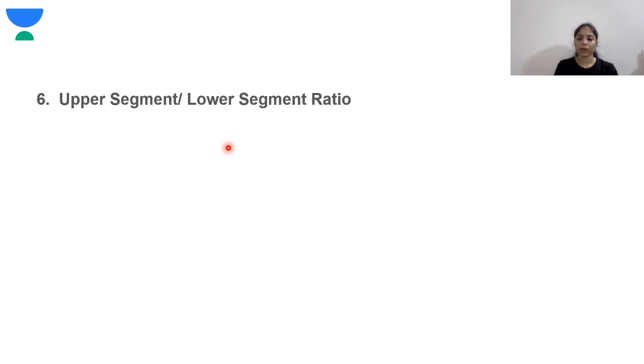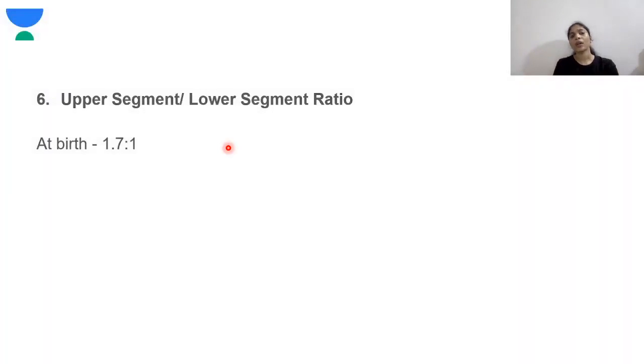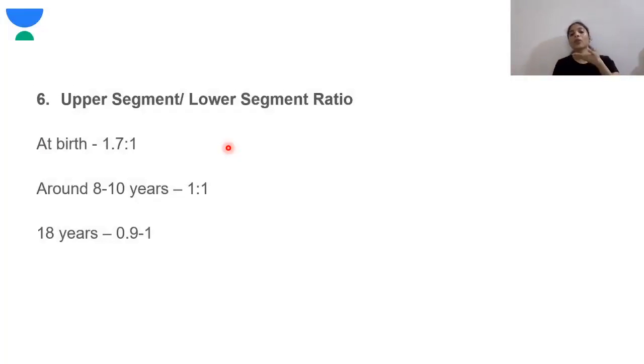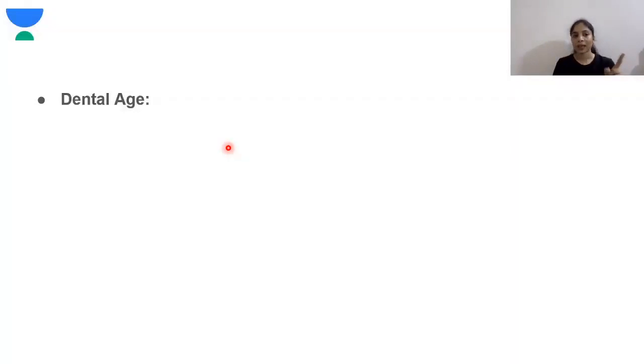Upper segment and lower segment ratio. When a child is born, the ratio is 1.7:1. When does the ratio equalize? It equalizes between 8 to 10 years, that is 1:1. By the time the child is 18 years, the upper segment becomes shorter than the lower segment, so 0.9:1. Keep that in mind.